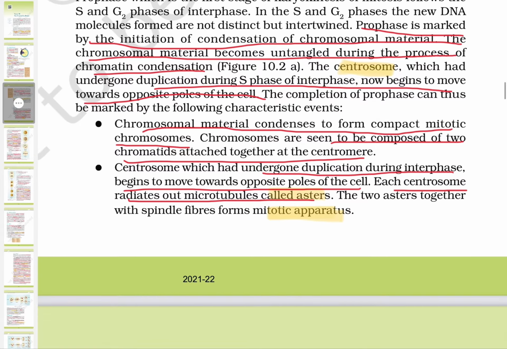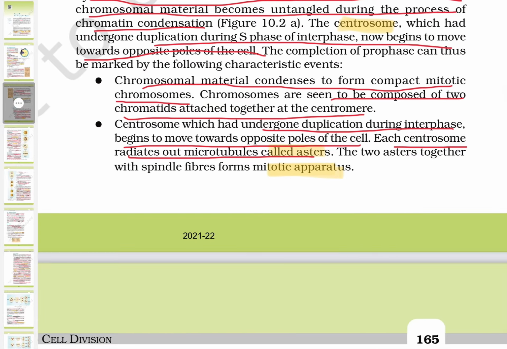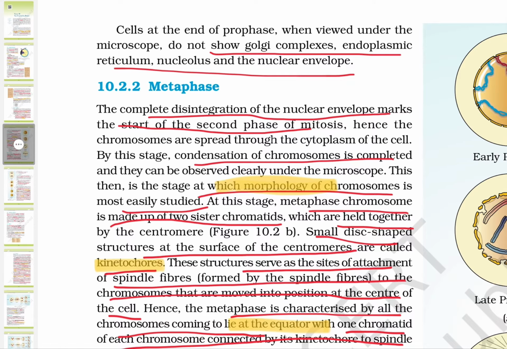So the main characteristic events of prophase: the chromosomal material condenses, and compact mitotic chromosomes are formed, composed of 2 chromatids attached together by the centromere. The centrosome, which duplicated during the interphase, now moves towards the opposite poles and radiates the microtubules, the asters, and these asters with the spindle fibers make up the mitotic apparatus. At the end of prophase, the Golgi complex, endoplasmic reticulum, nucleolus and nuclear envelope disintegrate and disappear.